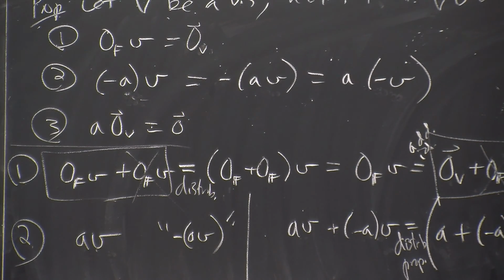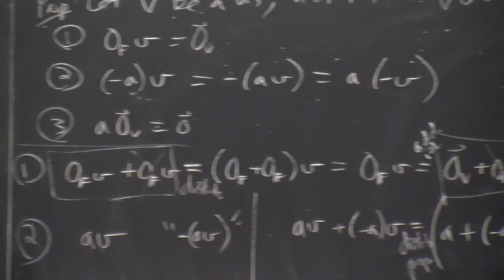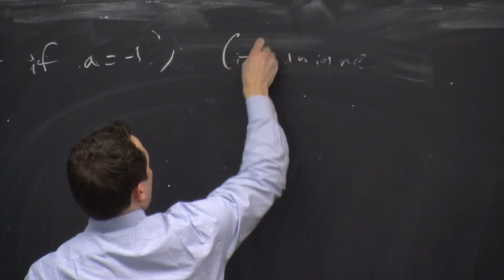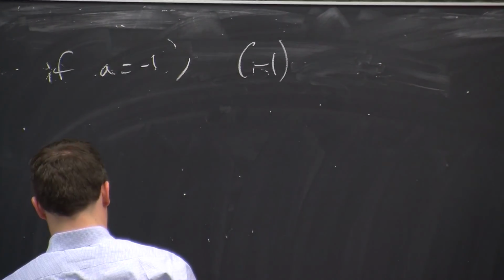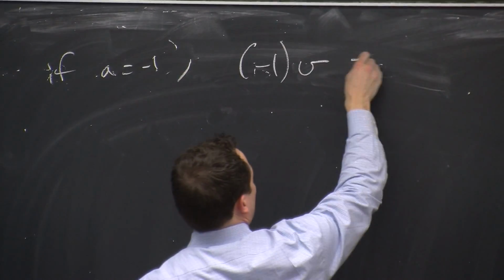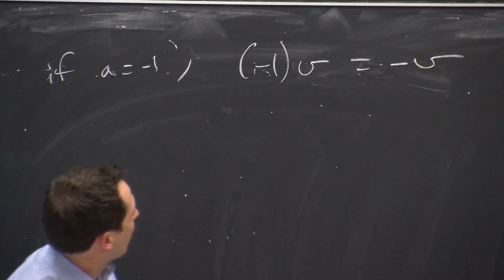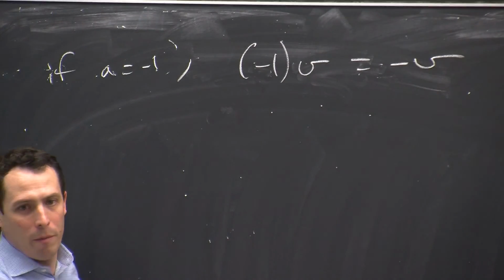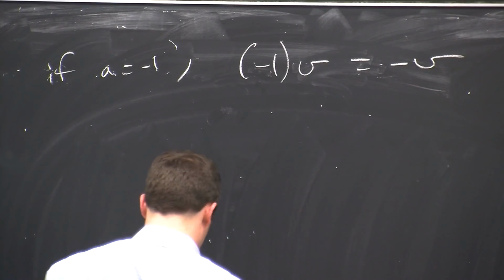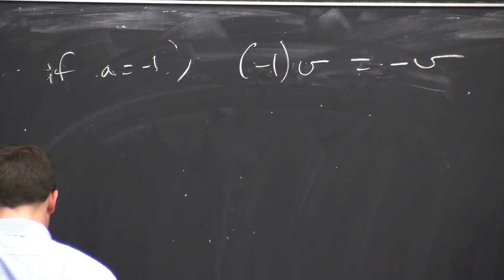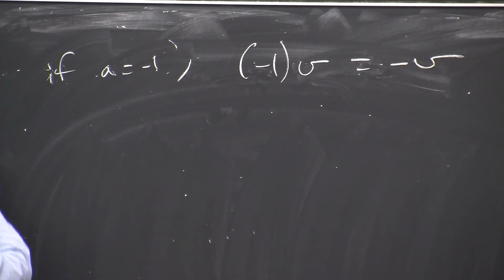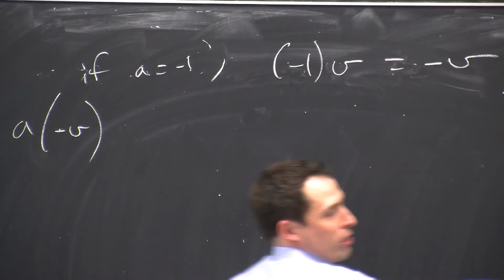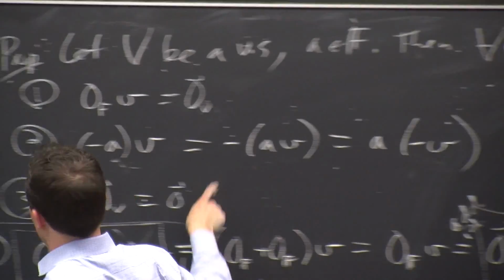So in particular, if A is equal to -1, we get this fact that we mentioned earlier, which is that -1 applied to V is equal to -V. That is, I can always get the additive inverse of any vector by scalar multiplying it by -1. To get the other one, A times -V, I want to show that this is also a good additive inverse for AV.